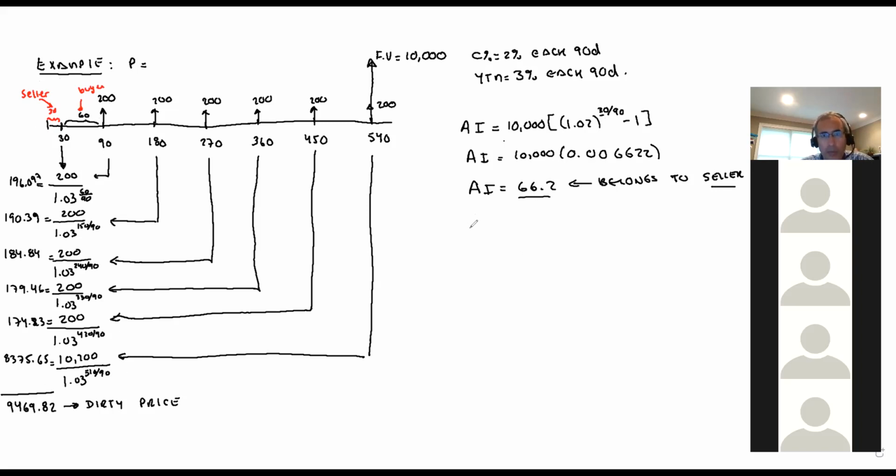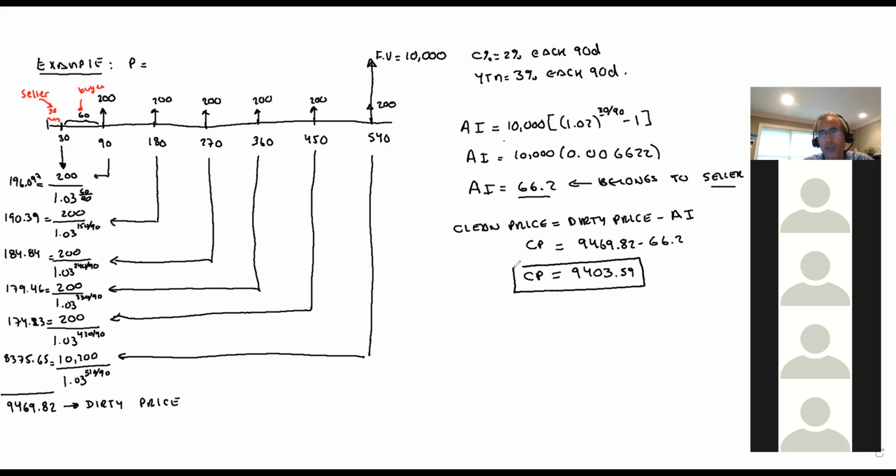So what is my clean price equal to? The dirty price minus the accrued interest. Exactly. You agree? So I simply do 9469.82 minus 66.2. So what is my clean price? 9403.59. So this is your clean price, guys.